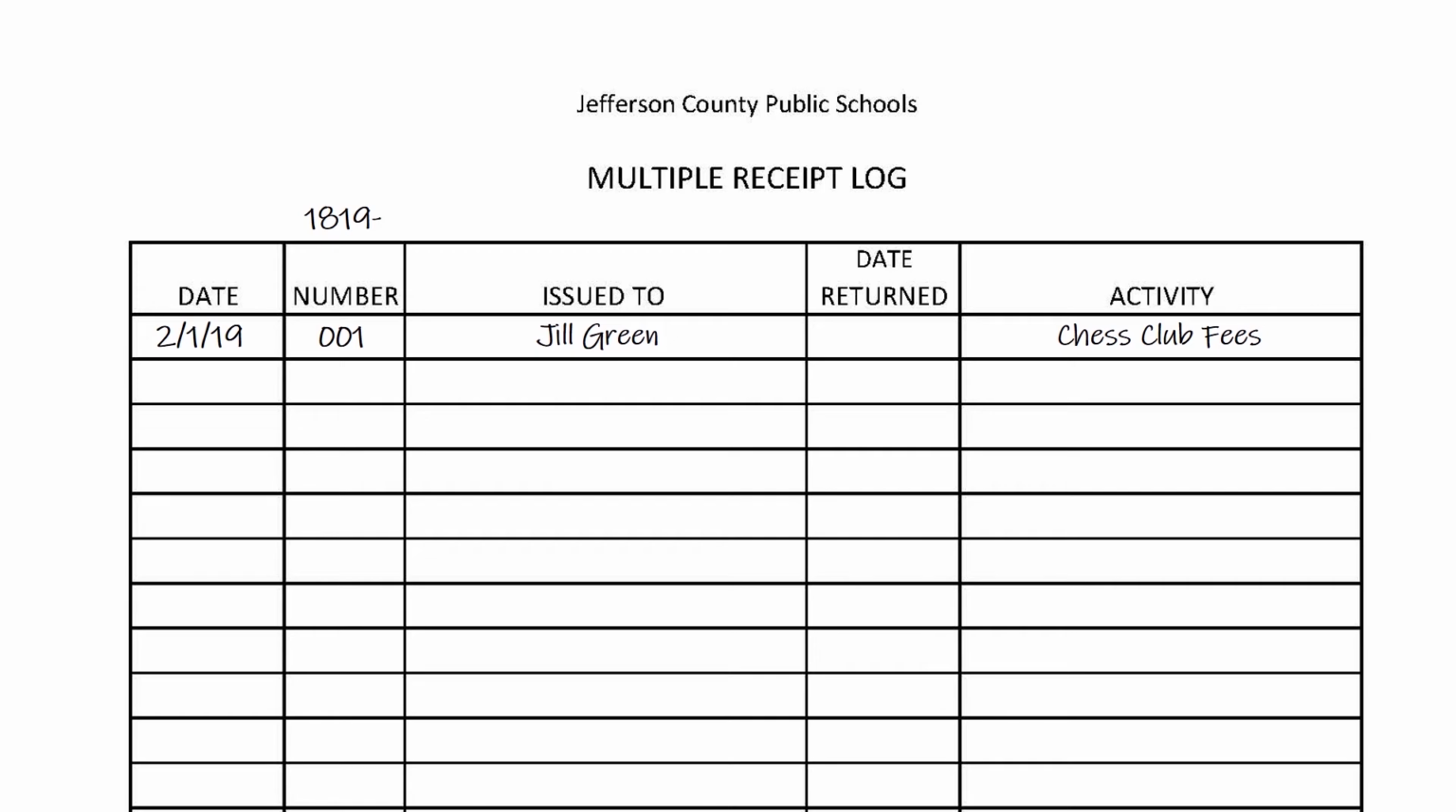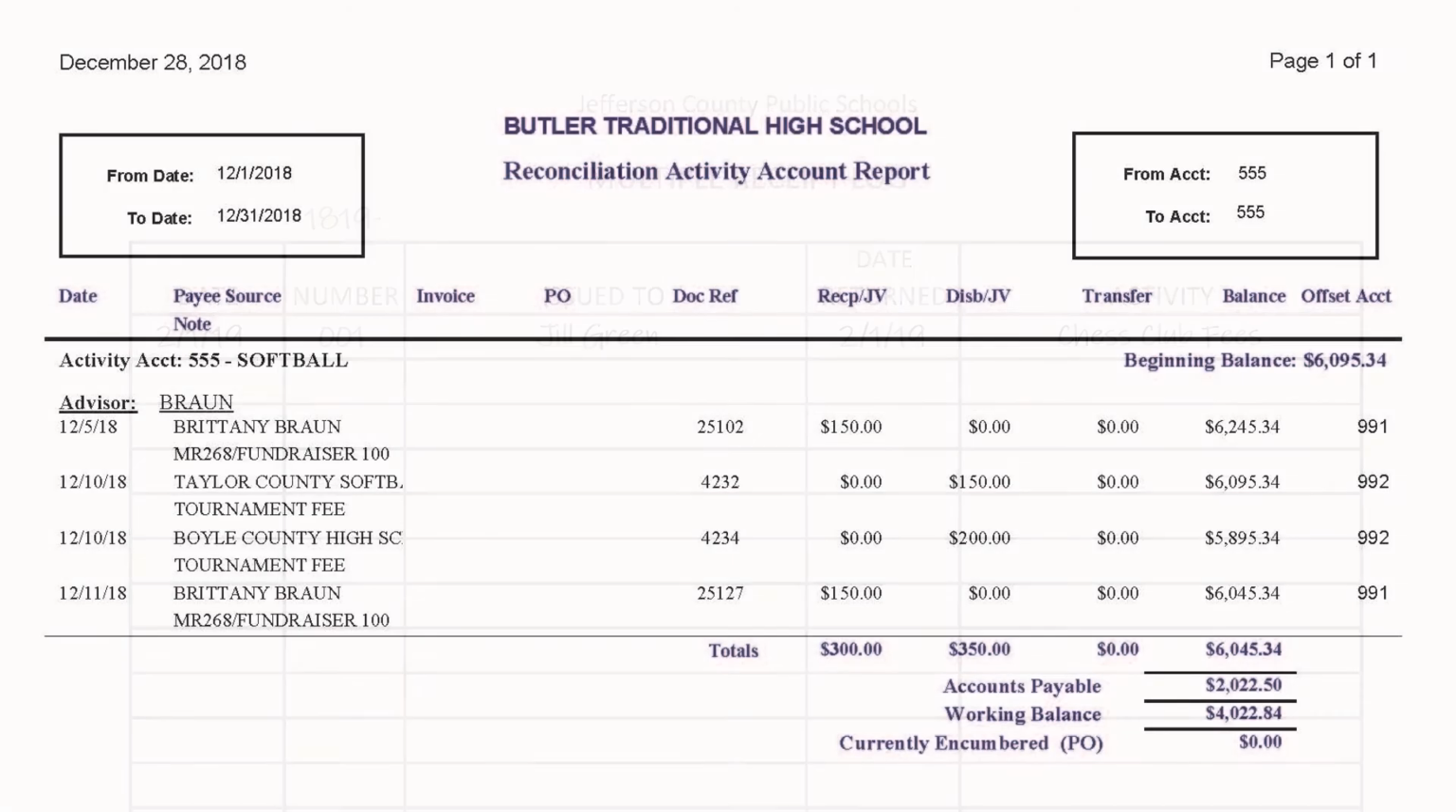When the collection process is completed, briefly review the form for completion, including signatures and dates. The bookkeeper should log the return date on the multiple receipt log and file the original form in the multiple receipt binder in the proper sequential order.